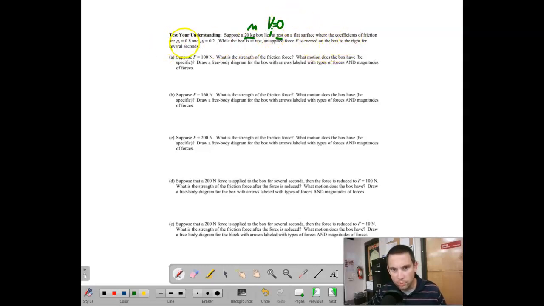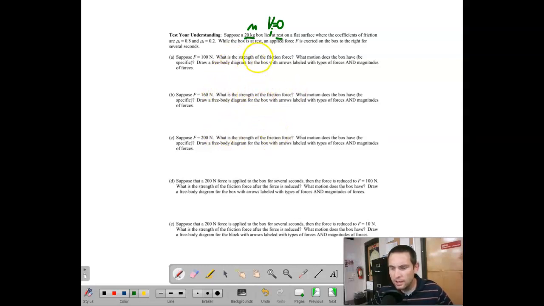Coefficients of friction are mu s equals 0.8 and mu k equals 0.2. While the box is at rest, an applied force F is exerted on the box to the right for several seconds. A. Suppose F equals 100 newtons. What is the strength of the frictional force? I'm going to peek ahead to B. So what is the strength of the frictional force?